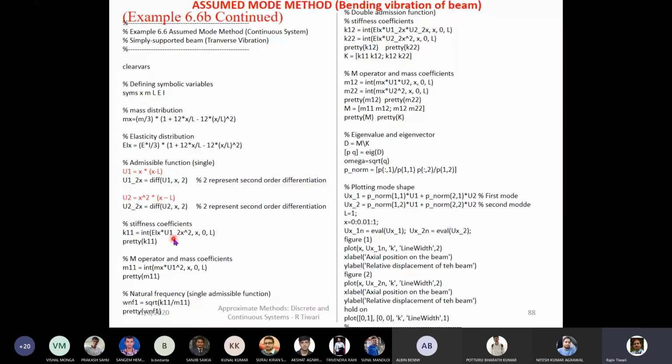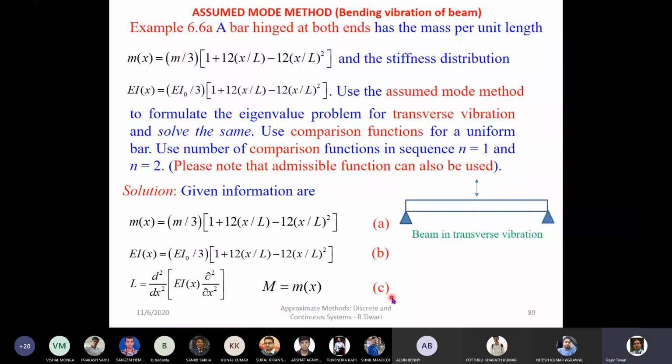So this is in assignments. If you want to use this, you can use it, or if you want to do by hand calculation, that is also welcome. So the same problem I have shown here if we use the comparison function. As we know, compared to the exact natural frequency, if we use the comparison function, we'll get a less accurate result as compared to the eigenfunction. But if we use the admissible function, then a further less accurate natural frequency we will get.